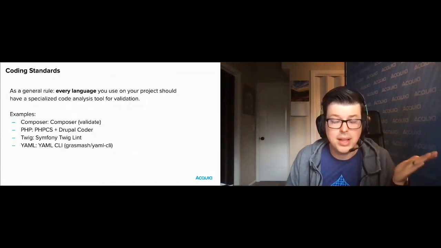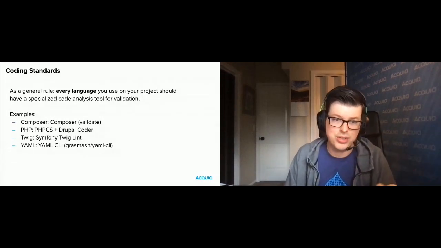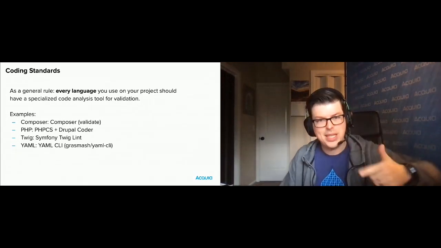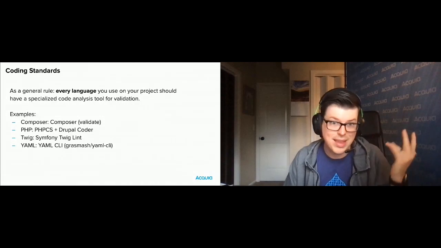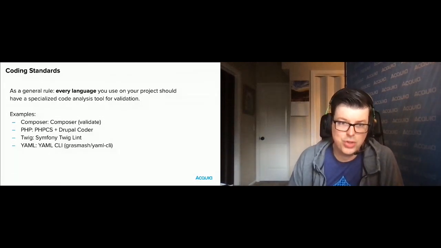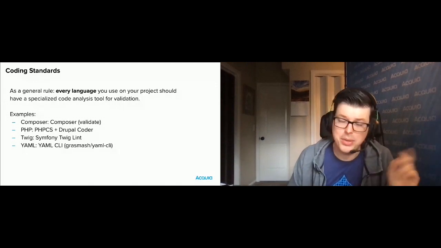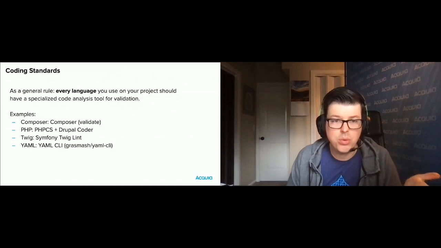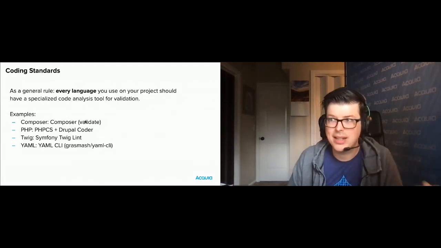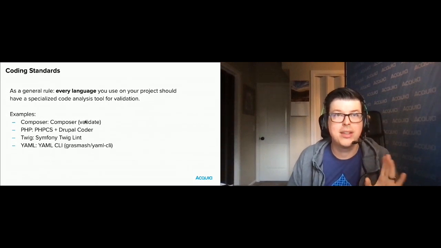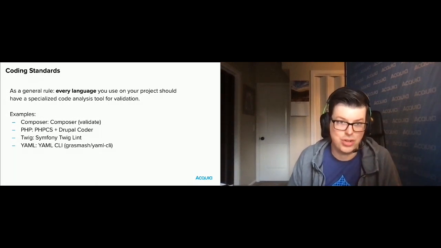As a general rule, if you're working on a project, and most Drupal projects, by the way, are not just PHP projects, right? Drupal, just out of the box, is going to have JavaScript, PHP, Twig, YAML and CSS in it. There's a reasonable chance as you do development, you may add some additional things as well. Composer as well. But as a general rule, if you're using a language, if you're using a technology like Composer, you should have some sort of coding standards validation for that technology or that language.